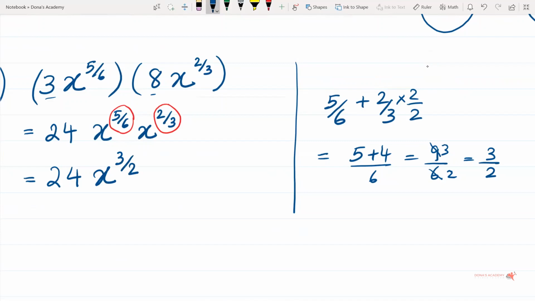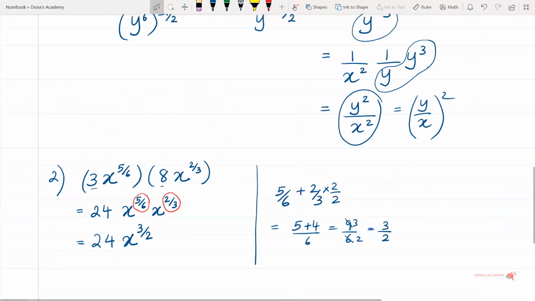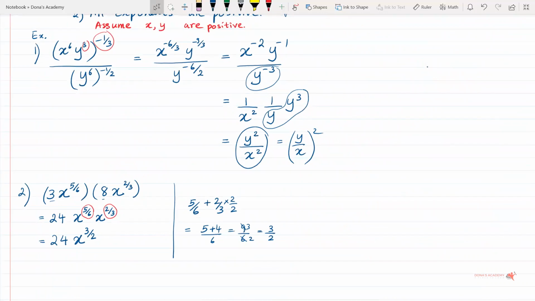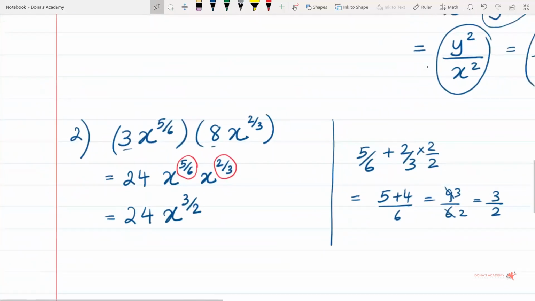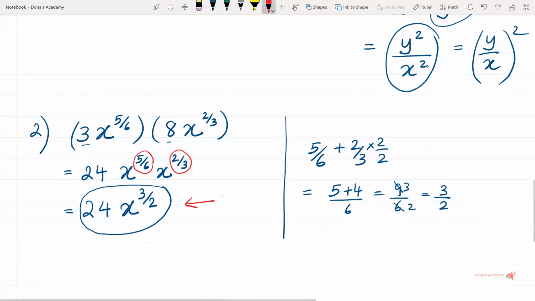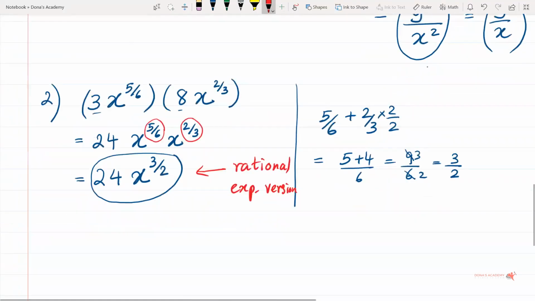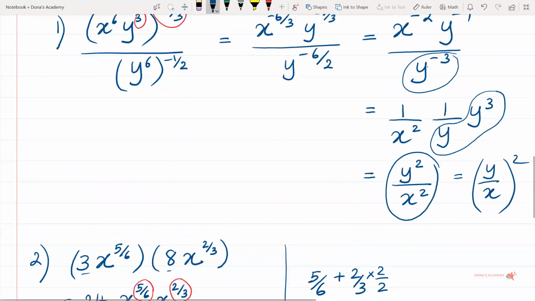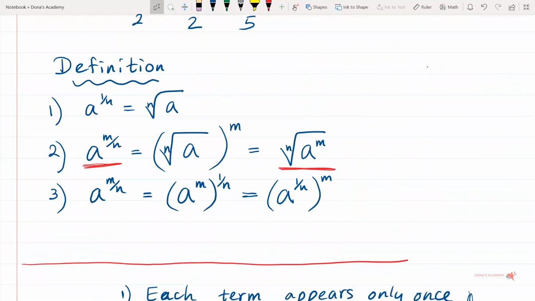All right, so is it simplified? Yes, it's satisfying the two conditions. We can see only one x and the exponents are positive. So with respect to the rational exponent version, this is simplified. However, if your teacher is asking you to convert this to radical form, then what do you get? Now you can use these definitions. Maybe this thing.